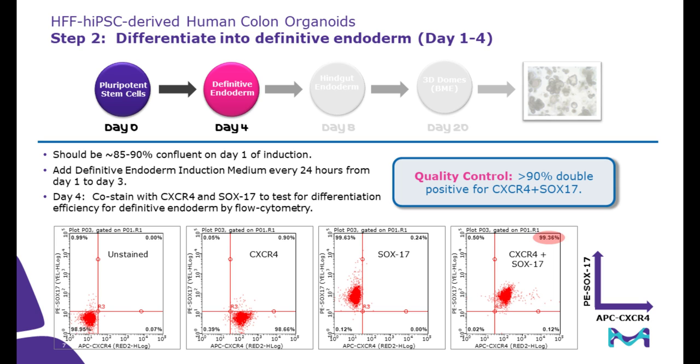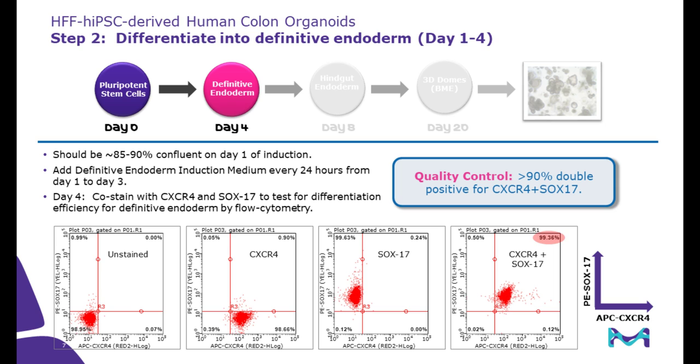On day 4, one of the wells is sacrificed for co-staining with CXCR4 and SOX17 to test the differentiation efficiency for definitive endoderm by flow cytometry. Double positive for CXCR4 plus SOX17 must be greater than 90% before proceeding to the hindgut endoderm differentiation.